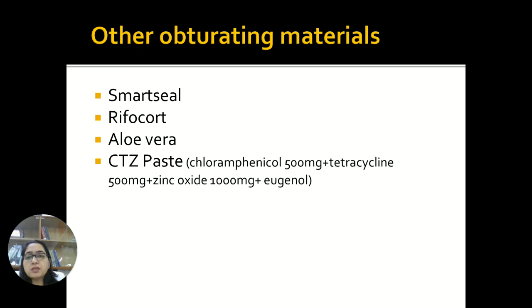Other obturating materials are Smart Seal, which is a polymer-based material, Rifocort, which is a steroid, aloe vera, which can be used as an alternative to zinc oxide eugenol, and CTZ paste, which is a combination of chloramphenicol, tetracycline, zinc oxide, and eugenol.